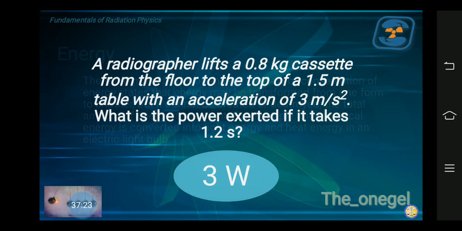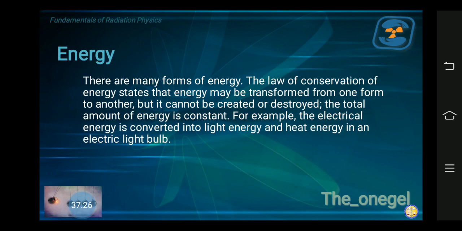Okay, let's move on. We have energy. There are many forms of energy. The law of conservation of energy states that energy may be transformed from one form to another, but it cannot be created or destroyed, which means the total amount of energy is constant. For example, electrical energy is converted to light, and in another way, it is converted to heat, as in an electric bulb. In the X-ray tube, there are tendencies for that to happen.